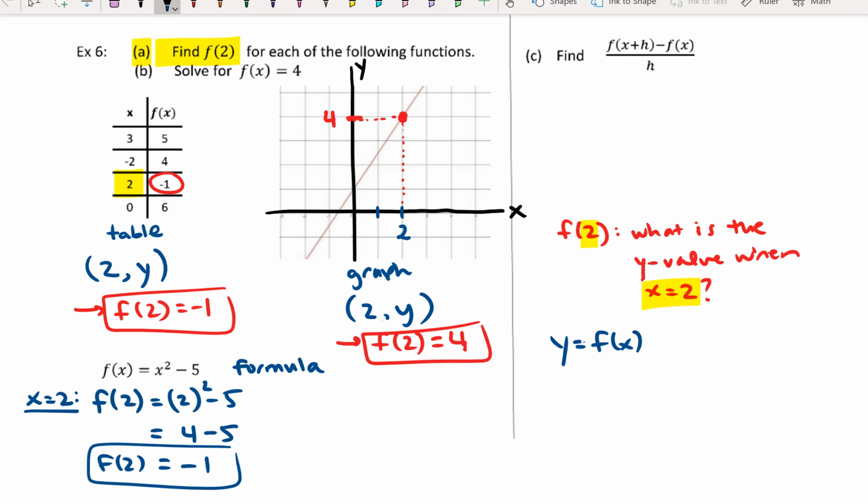So that's how we interpret the function evaluated at 2 for each of the following types of representations of the functions. Stay tuned for the next example. We'll go over what happens when we're asked to look at part B. I'll see you then.